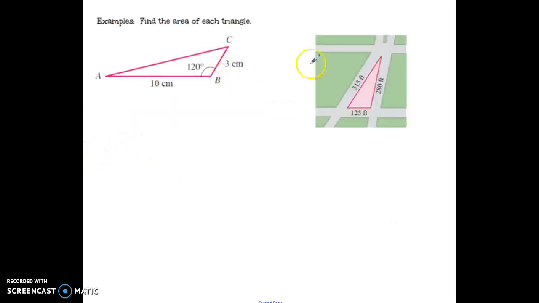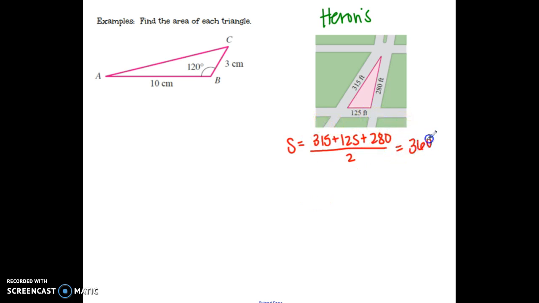So let's jump down to this question here. Let's find the area of this triangle, and we were given all three sides. That lets us know that we're going to use Heron's formula, which is named after a famous mathematician. It's not just a random name. What we need to do first is find that semi-perimeter. So we take 315 plus 125 plus 280 and divide that sum by 2. In this case, your semi-perimeter is going to be 360.